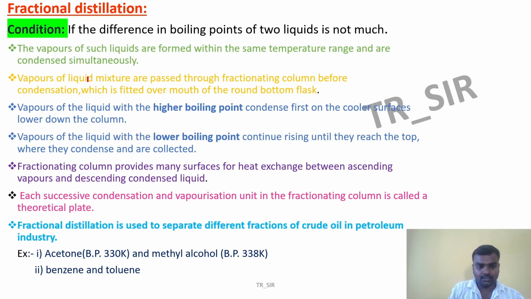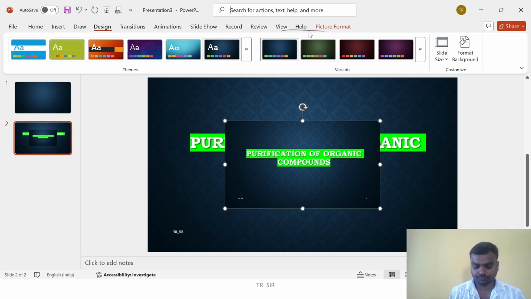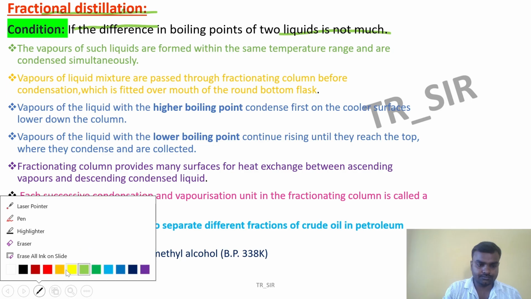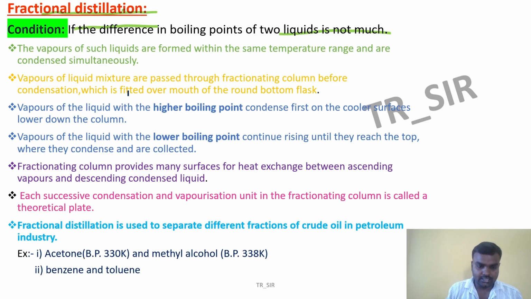Now we'll see the case of fractional distillation. What is the primary condition for fractional distillation? In this case, the boiling points of the two liquids do not differ much. A small difference will be enough. For example, let us say we have taken two liquids here. Look here.